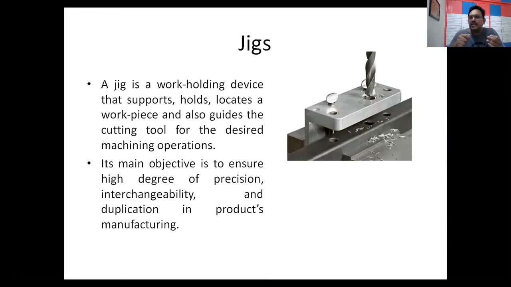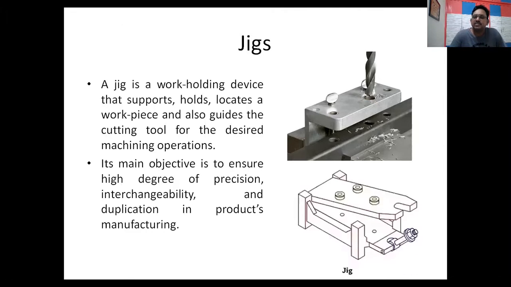No need for a marking, or no need to have a marking tool, no need to locate it. Automatically it will be located, because the guiding tool, the drill bit, will go through the hole, that guiding path, and it will make a hole at a particular place only. We cannot make it at any other place. So this is the main objective, to ensure high degree of precision, interchangeability, and duplication in products manufactured. So this is one type of jig.